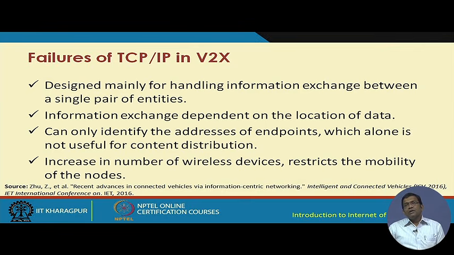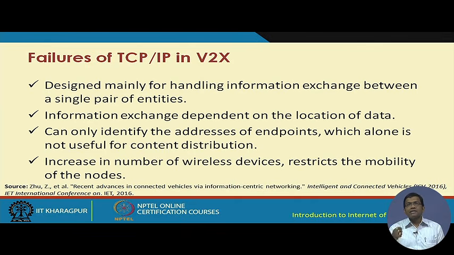Now, what do we already have in terms of implementation of V2X? We already have our internet. Internet runs on TCP/IP. So, if we try to implement V2X on top of TCP/IP, it is going to fail. Why? TCP/IP is designed mainly for handling information between a single pair of entities. There is a source, there is a destination, and between these, whether they are in direct range of each other or far apart, TCP/IP will have different solutions by which to send the data from one point to another. So, the information exchange in TCP/IP is dependent on the location of data.